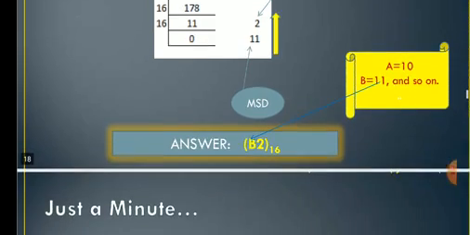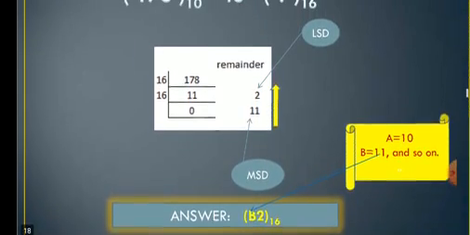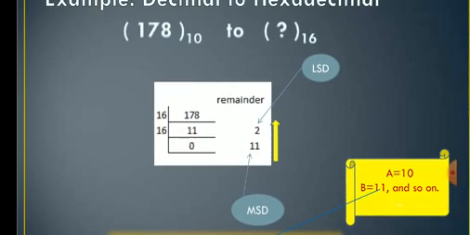Most significant digit to least significant. So according to the procedure, we will be repeating one more time. If you have any doubt, you just clarify it. 178 base 10 to hexa. How will you convert? By using the successive division method, decimal to hexa.